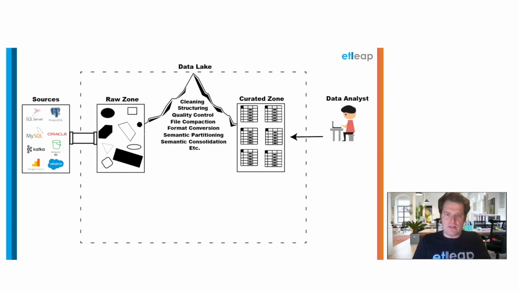And in between these two zones, there might be other zones, and there are processes that do things like cleaning, that means applying rules to transform values and force types, structuring, that is turning raw data into tables, columns, and rows, file compaction, meaning consolidating smaller files into bigger ones, semantic partitioning, that's using attributes in the data to put different rows in different folders so that queries run faster, semantic consolidation, which means maintaining snapshots and historical views based on inserts, updates, and deletes, format conversion, quality control, etc.